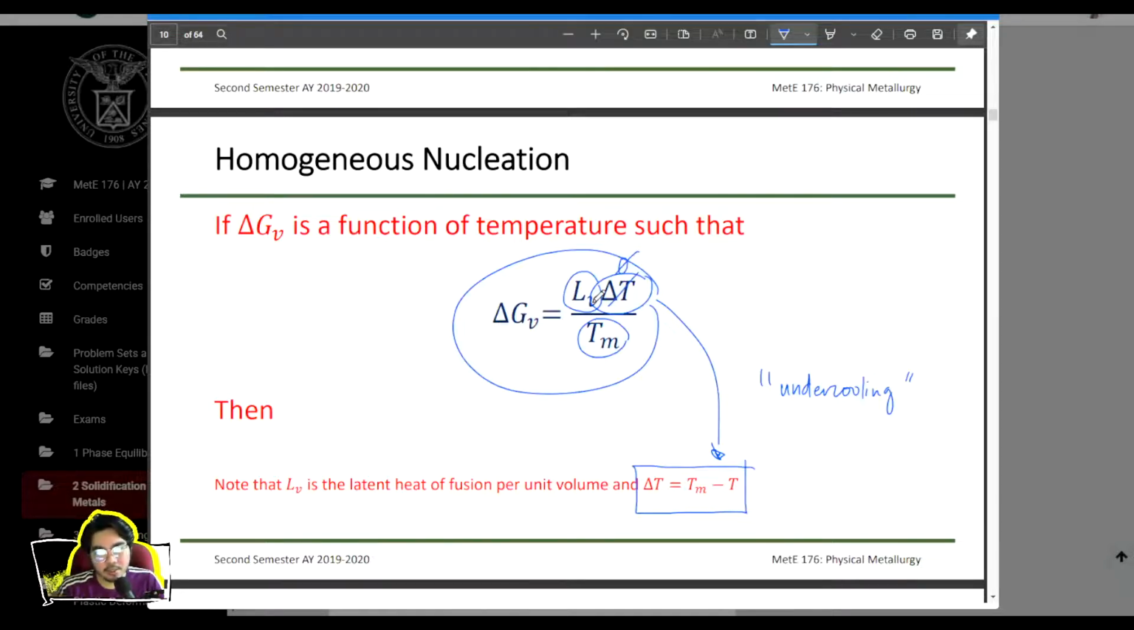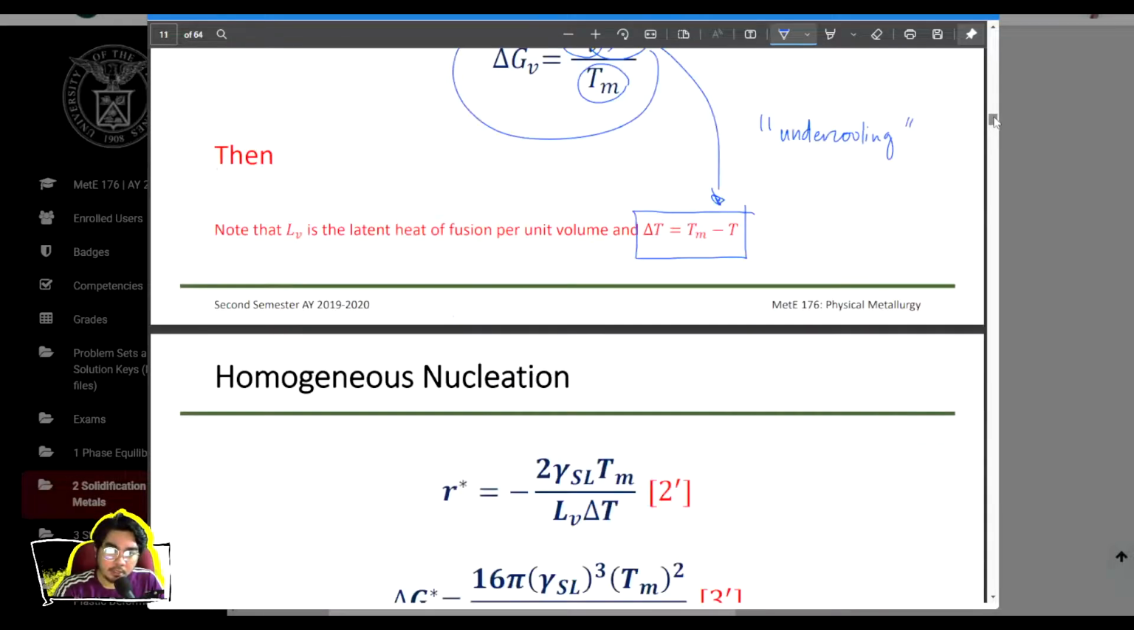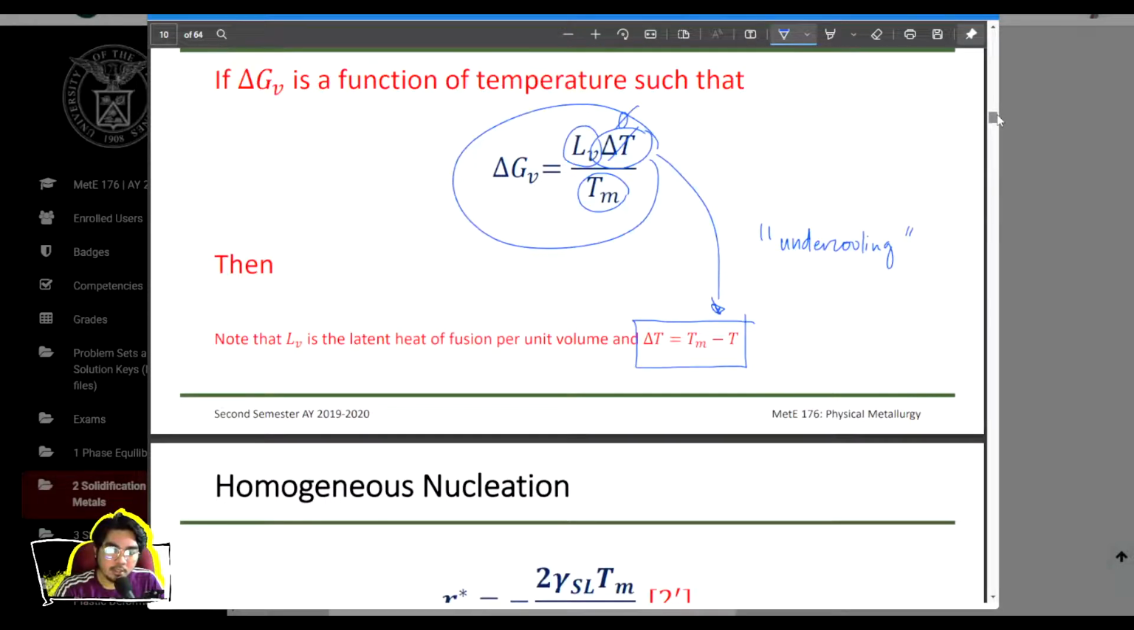Pero later you'll find out that, lalo na pagka alloys, no, dahil sa heterogeneous nucleation and other factors, kahit sobrang liit lang ng undercooling, kaya nang ma-achieve yung nucleation. Pero it has been proven in very pure metals, no, that dahil sa pure metals, we are expected to have homogeneous nucleation. Pag homogeneous yung nucleation, there is some degree of undercooling that is required for you to be able to proceed to nucleation. Okay?